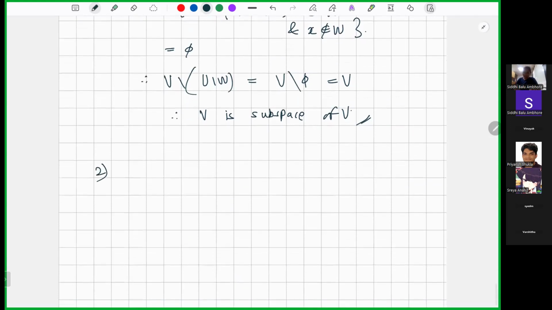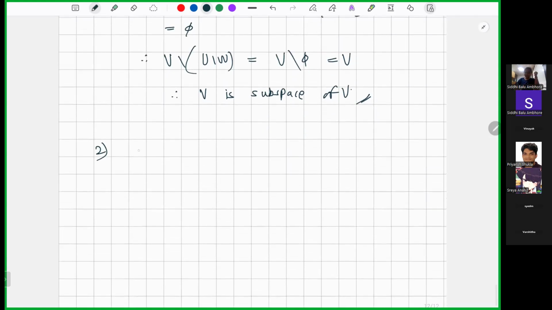So let us move to the second part of the question, what it asks. It is: if U union W is U plus W, then, now this statement is an if-then, so we just have to prove the one implication. If the given condition is satisfied, then either U is contained in W or W is contained in U. Okay, this is what we have to prove.